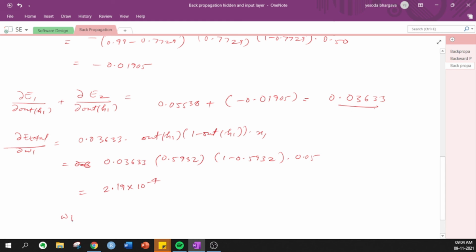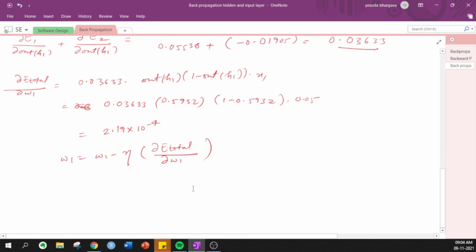So now we update W1. W1 is W1 minus eta into this term we have computed. W1 is initially 0.15 minus 0.5 into, this is the learning rate, 2.19 into 10 to the power minus 4. When we compute this, it comes out to be 0.14978. So this is the updated W1.